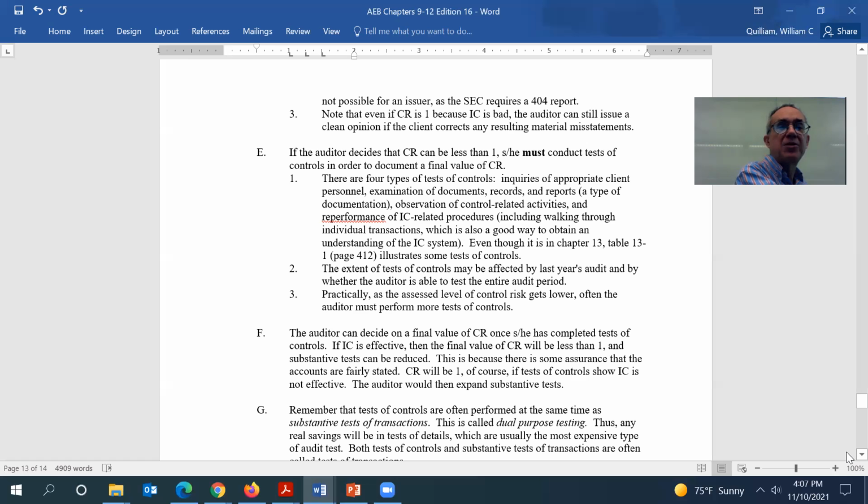Yeah, by the way, with observation of control related activities, we can watch employees do their jobs and make sure that, yes, indeed, they follow internal control. With examination of documents, records, and reports, we can look for things such as, for credit sales approval, a credit approval number on sales documents, or in a manual system, somebody's initials indicating approval.